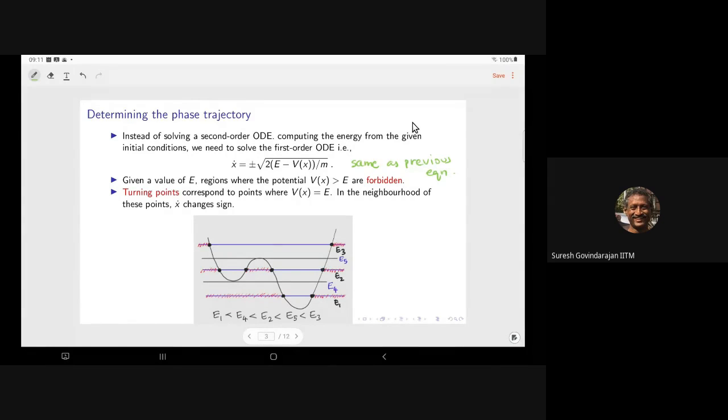Okay. So here in this picture, what I have done is to choose some random potential. So this black line here, one second.